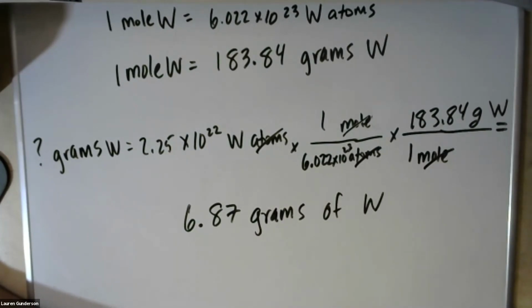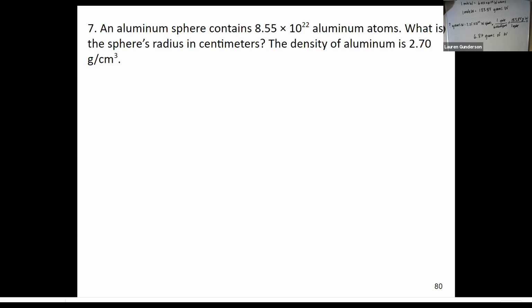Okay. Now we're going to get a little more complicated. Okay. I'm going to take it up a notch. So now we're going to be given information about a particular sample in terms of its atoms and its shape.